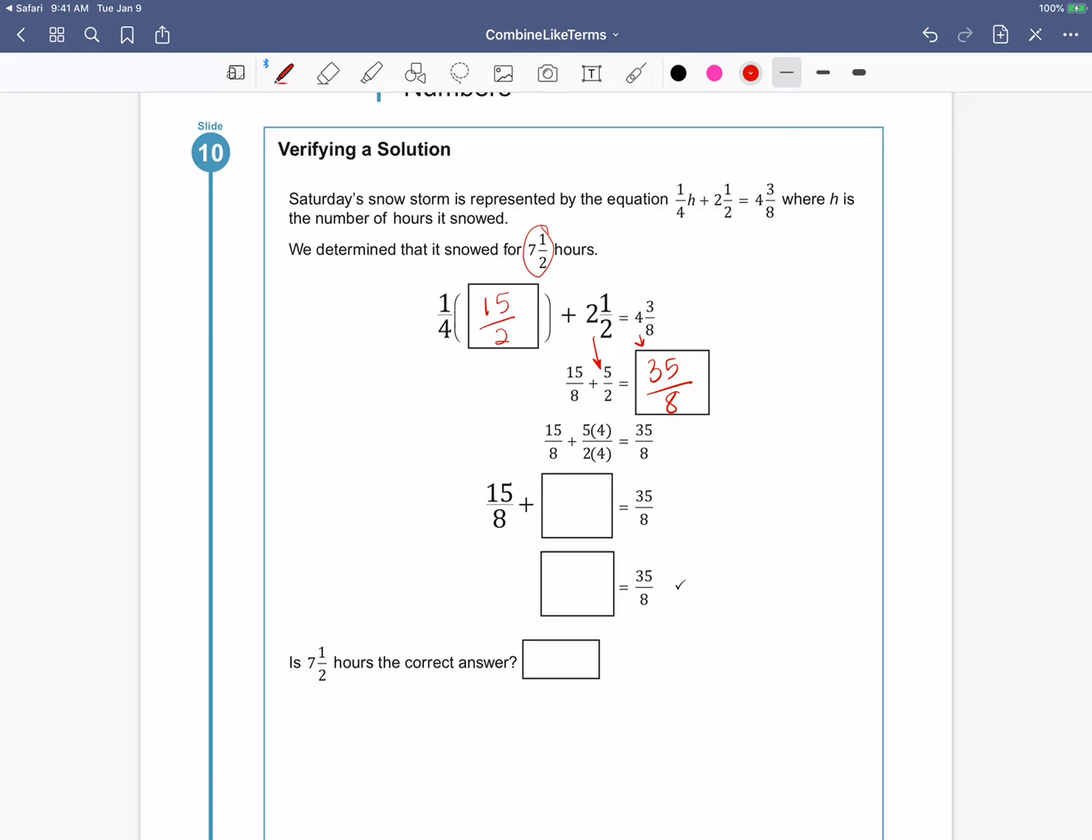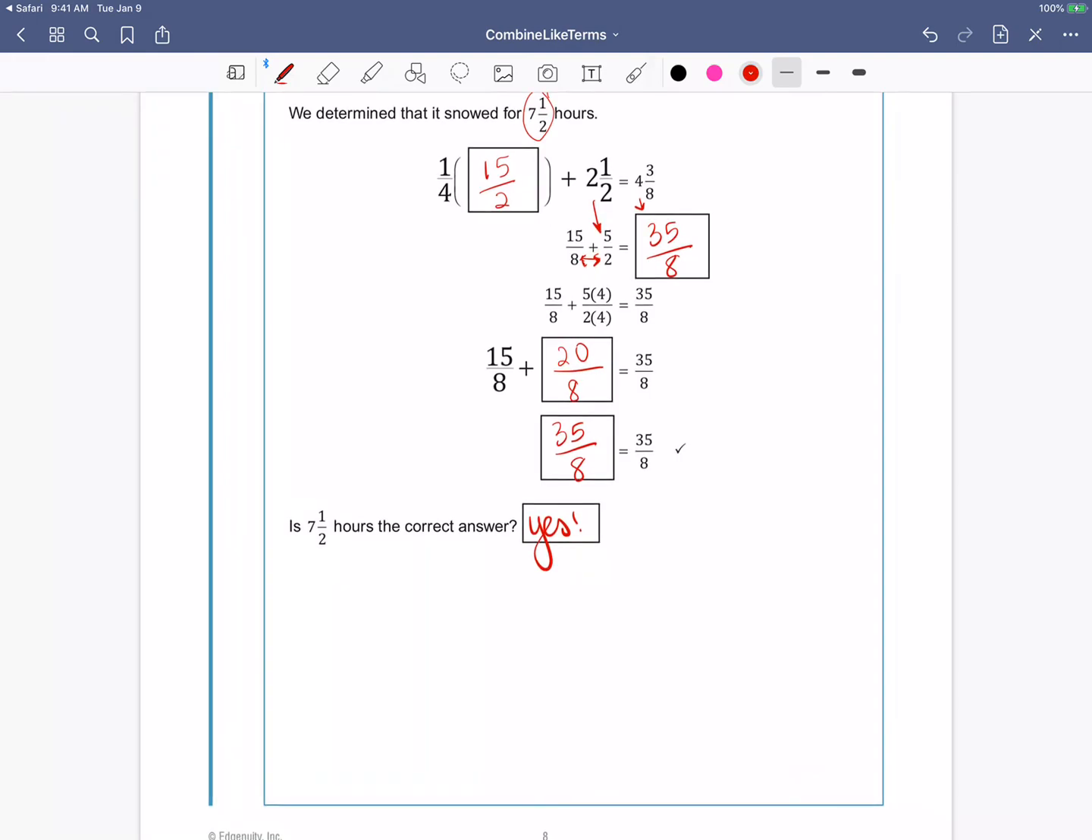Okay? Again, I need to get the same denominator so that I can add these up. So again, it's still 8. So I multiply by 4. 5 times 4 is 20. 2 times 4 is 8. I add them up and I end up with 35 over 8. So is the answer correct? Yes. Simple enough.